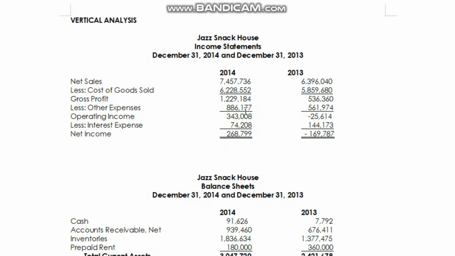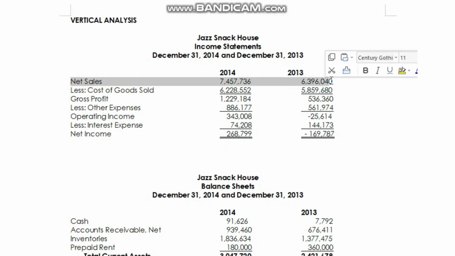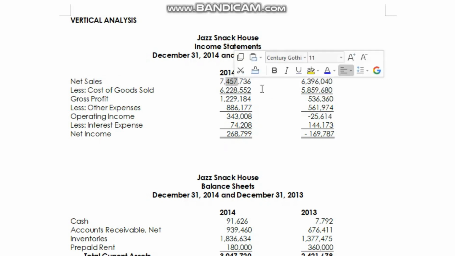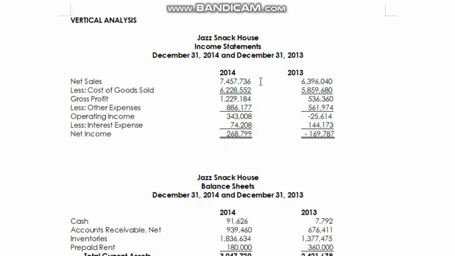So you have to compute for a common size income statement, divide each of the income statement accounts by net sales. So you have your net sales. It's for 2014 and then 2013. And then you will divide each income statement account by this amount. So let's start with 2014. That means net sales is 100%.